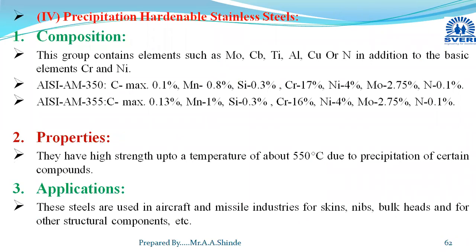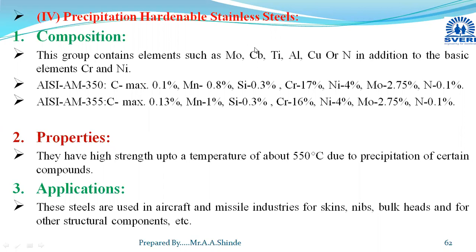Okay, one more type is there, but I have added 4 types in the slides. When I explain orally, I will explain it without that slide. Okay, the precipitation hardenable stainless steel. These steels contain elements like molybdenum, niobium. Nb and Cb is the same symbol, the same symbol for niobium only.